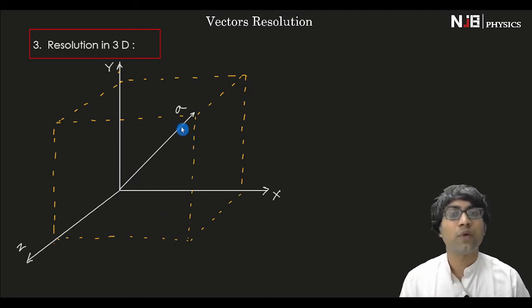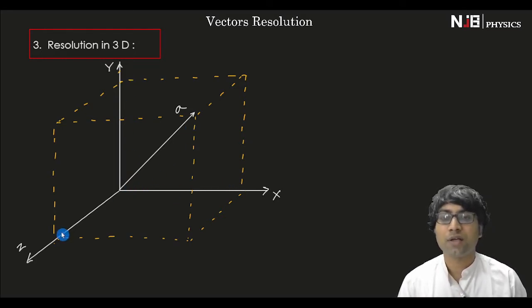For example, if the vector is in the xy plane, the vector will not have any component towards the z-axis, and therefore it will have only x and y components. However, in this situation the vector is going to have x component, y component and z component. All of them are going to be there. So how do we find the components of this vector along the x-axis, y-axis and z-axis?